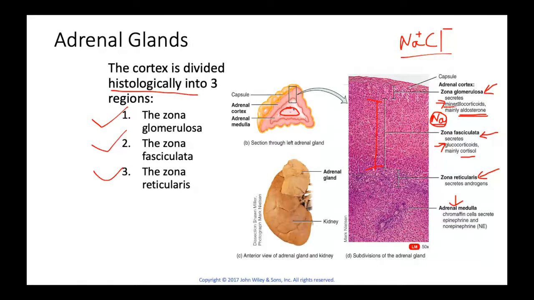So aldosterone is a mineral corticoid. Which mineral is it primarily focusing on retaining? Sodium. Okay, so we know what the zona glomerulosa does. We know what the zona fasciculata does. That's cortisol. That's your stress hormone. When your body's under stress, it pushes cortisol. And then we have the zona reticularis, that deeper layer that produces androgens. Now the adrenal medulla, this internal area here, is responsible for producing catecholamines, primarily epinephrine, norepinephrine, and it also produces dopamine.